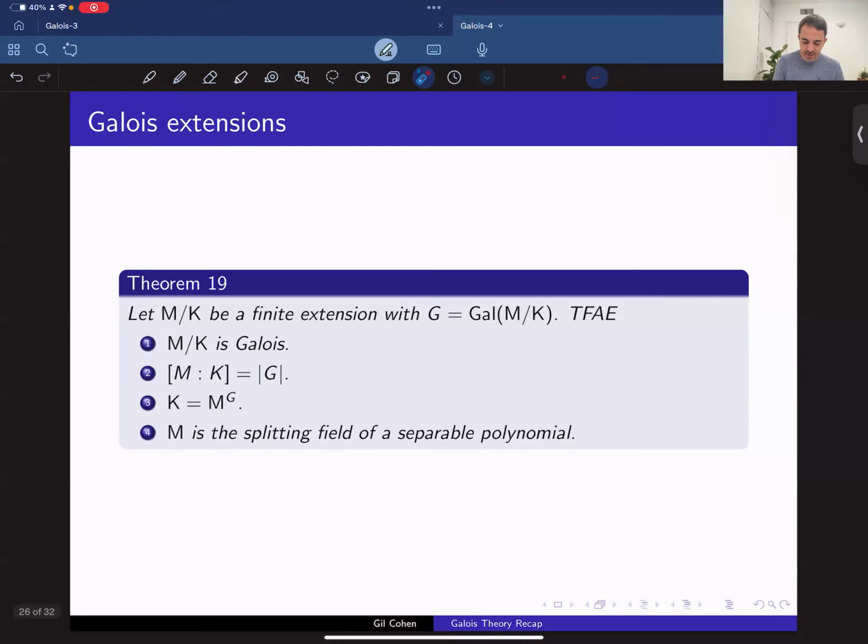And the fourth thing is that M is a splitting field of a separable polynomial, which is typically very easy. This gives you a way of constructing examples, for example, because you can easily find a separable polynomial, look at the splitting field, and you get a Galois extension.